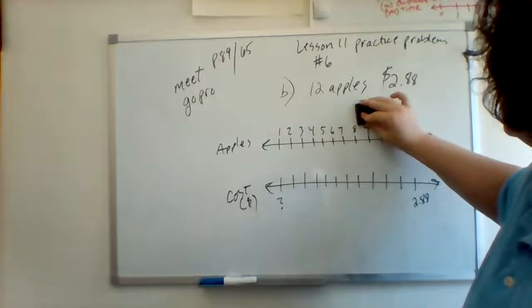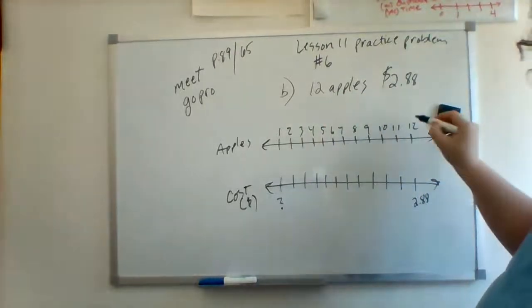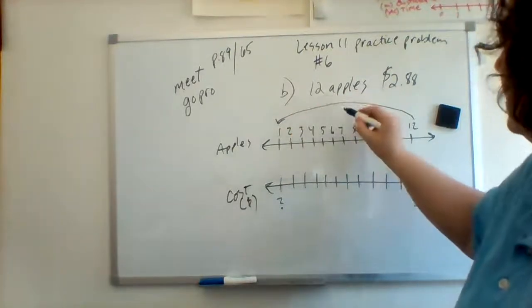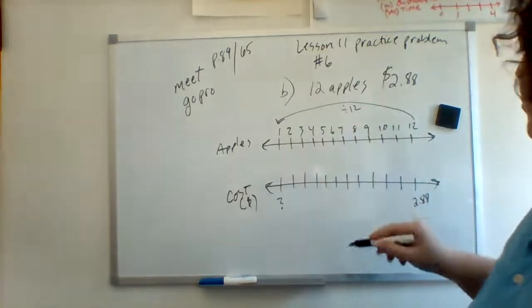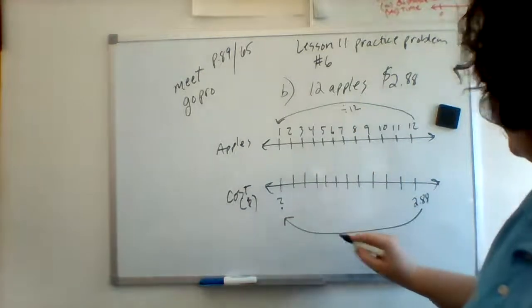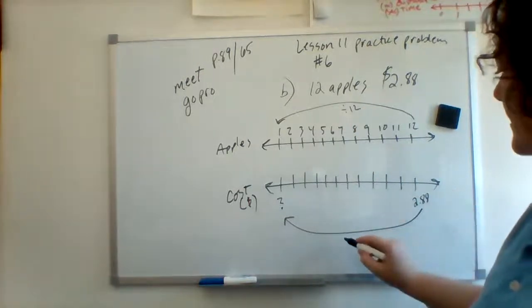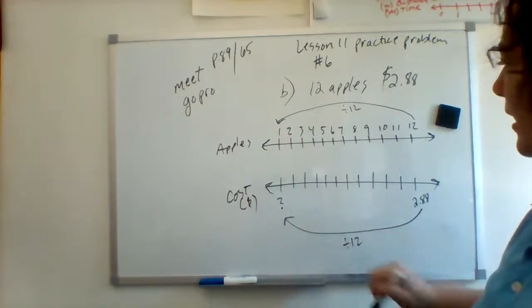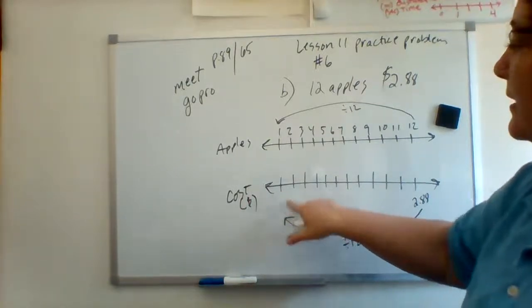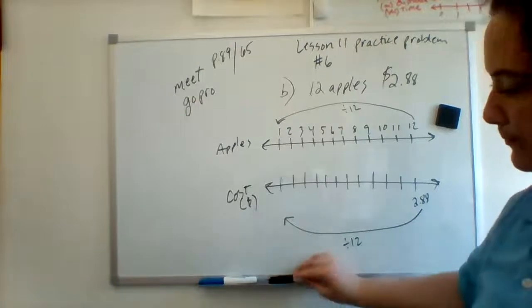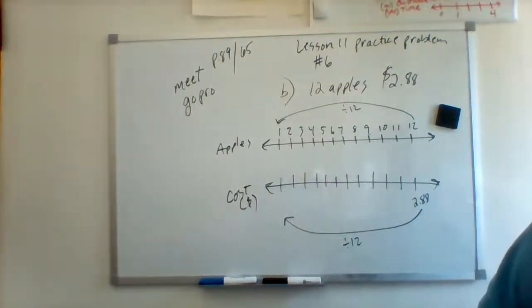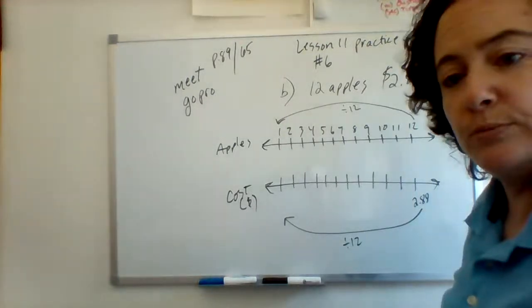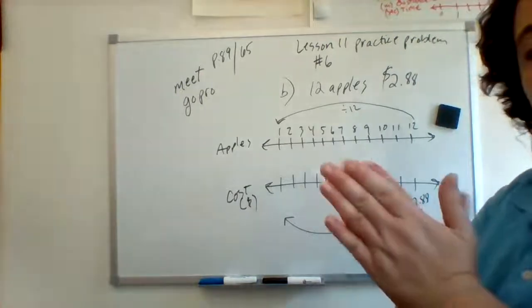Let's see. 12 divided by 12 is 1. So if we do $2.88 divided by 12, do we in fact get 24 cents? Why, yes, we do. Woo!